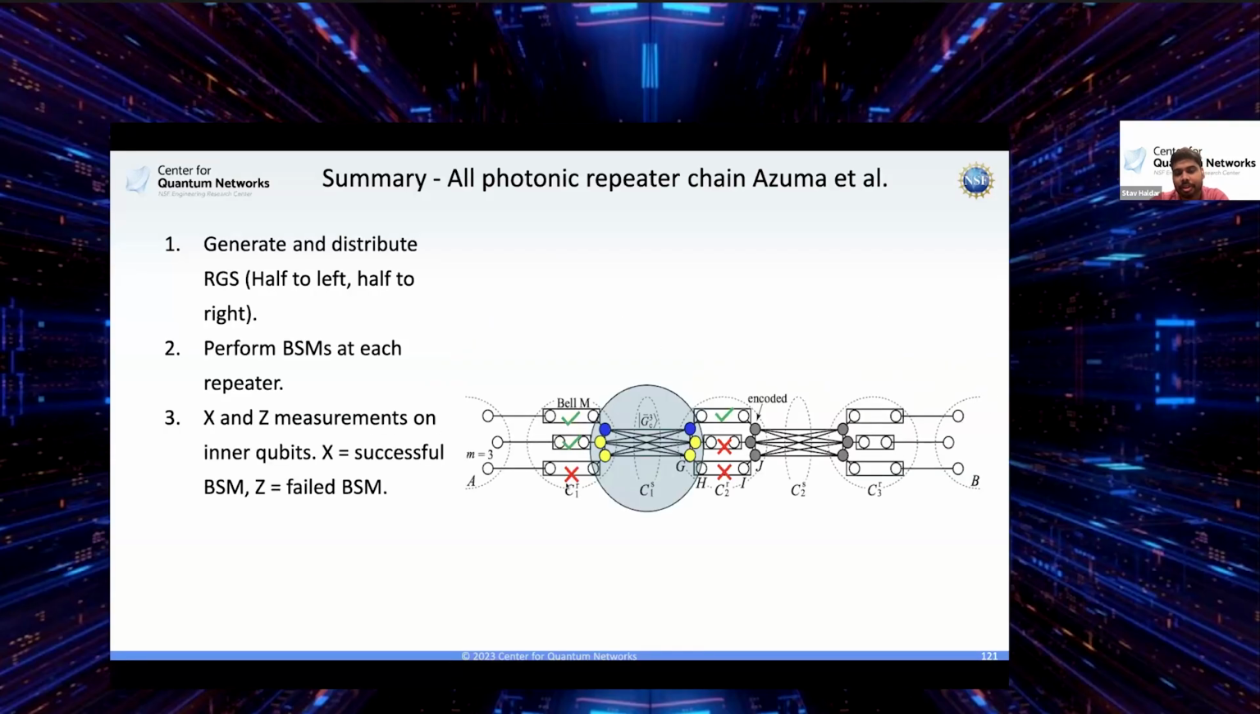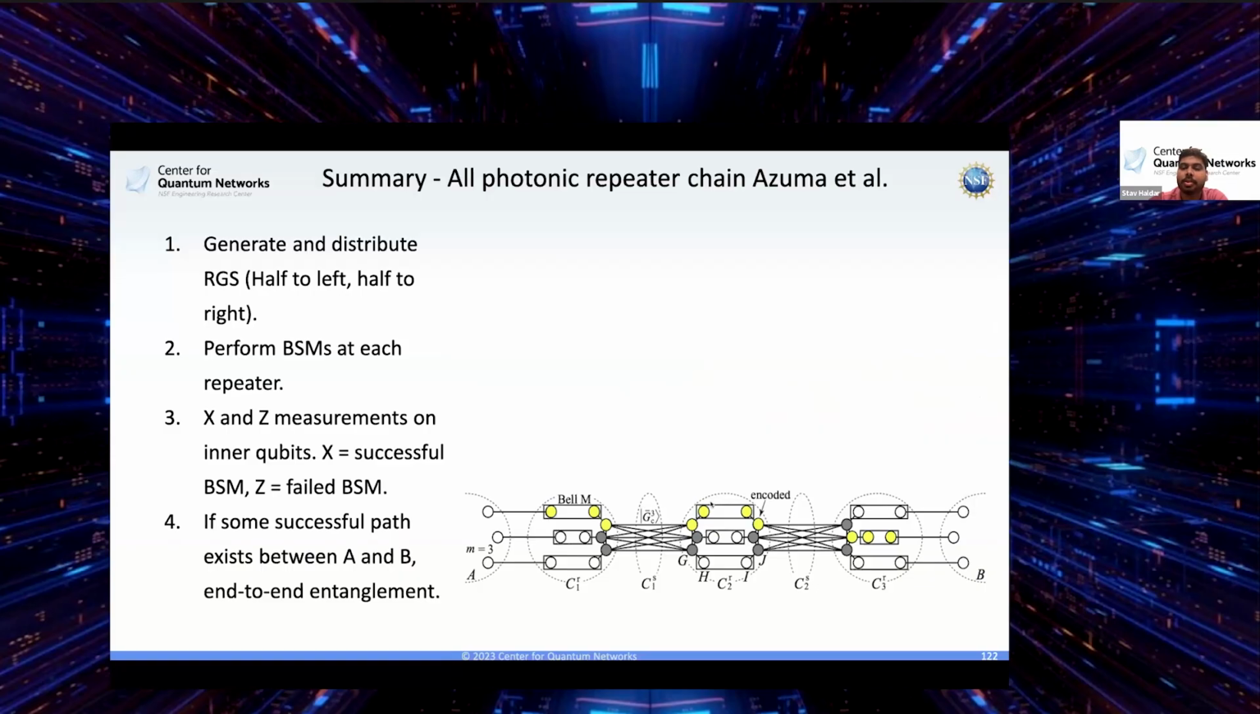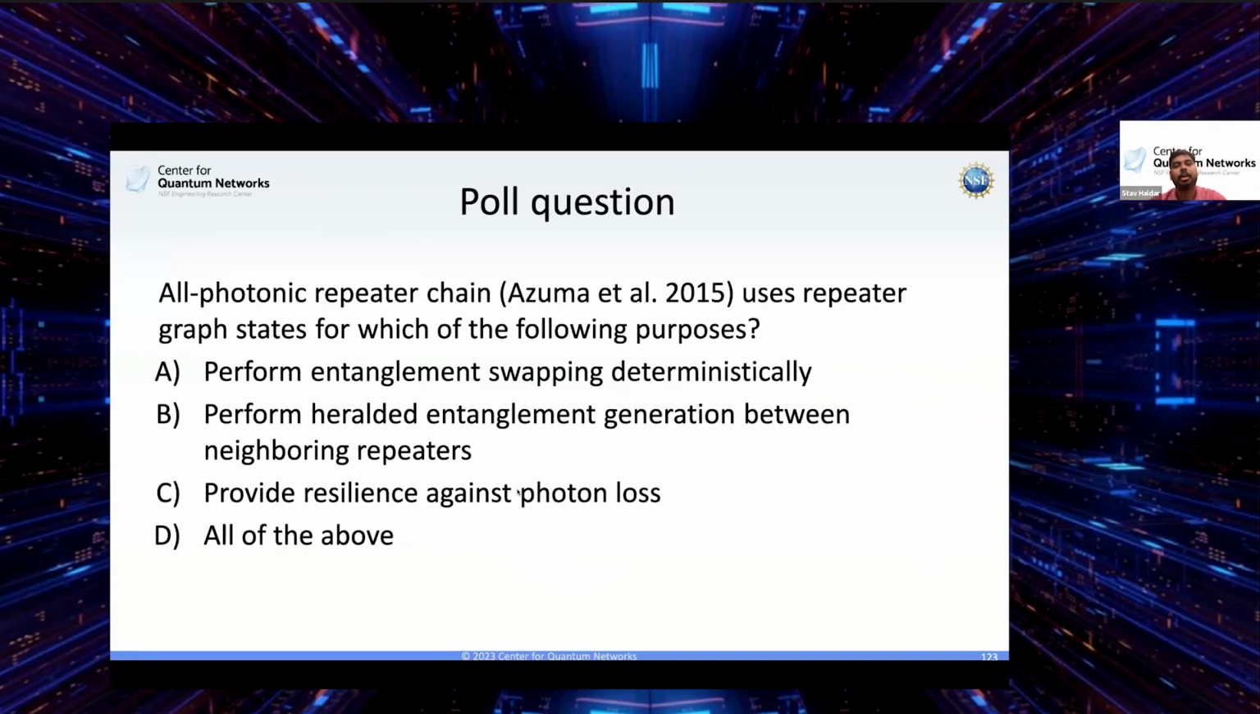Then, depending on the success or the failure of the Bell measurements, you do either X or Z measurements on the inner qubits. The inner qubit measurements are loss and noise protected because they're encoded, and that allows you to choose a path. And this path ultimately tells you that all of the yellow qubits will drop out, and you will have entanglement between Alice and Bob. That's end-to-end entanglement. Okay, so that was a sort of long discussion about the all-photonic protocol, and this is one of the protocols, but it's one of the first and the most relevant and has all the essential details.